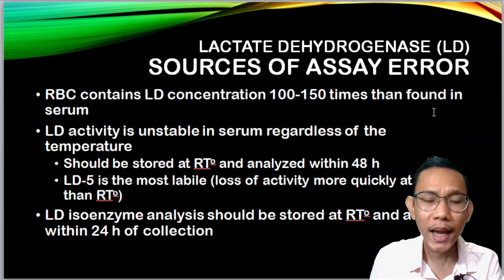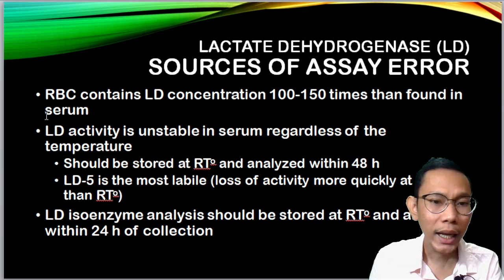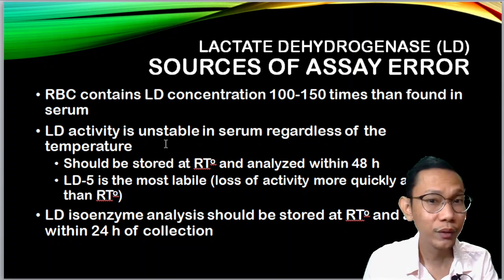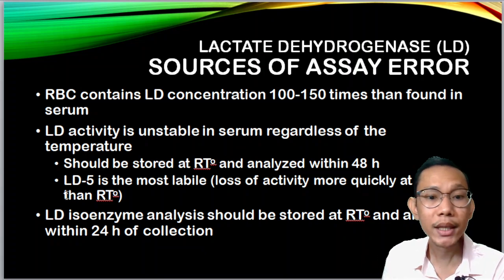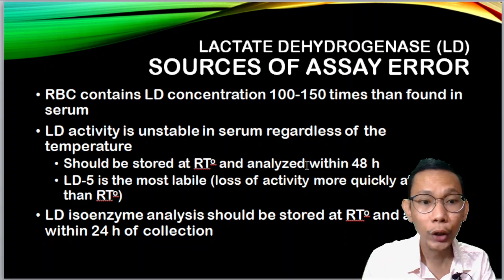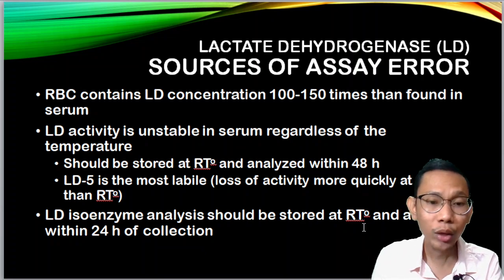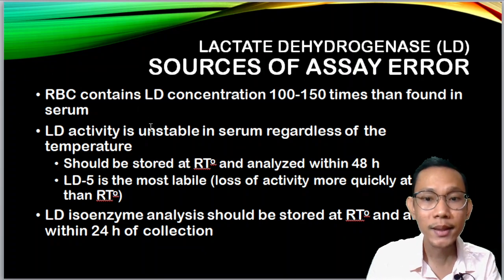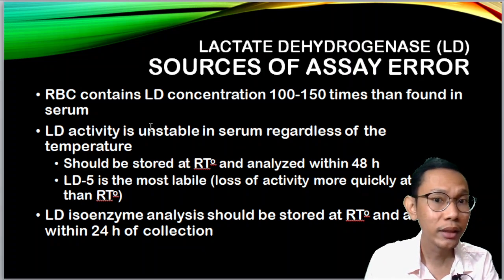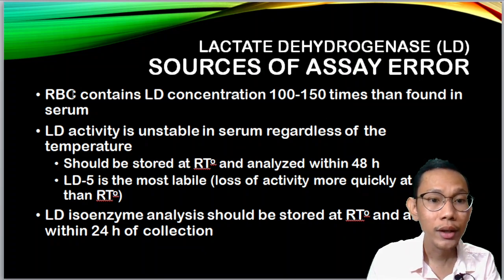In terms of the sources of assay error, RBCs contain LD at a concentration 100 to 150 times higher than that found in the serum. Your LD activity is unstable in serum regardless of temperature and should be stored at room temp and analyzed within 48 hours. Your LD5 is the most labile. Loss of activity is quicker at 4 degrees Celsius than at room temp. LD isoenzyme analysis should also be stored at room temp and analyzed within 24 hours of collection. But the important thing here is a hemolyzed sample. A hemolyzed sample is going to be a problem because it will yield a false positive or increased level of LDH. Remember, the LD concentration in RBCs is 100 to 150 times higher than in your serum.